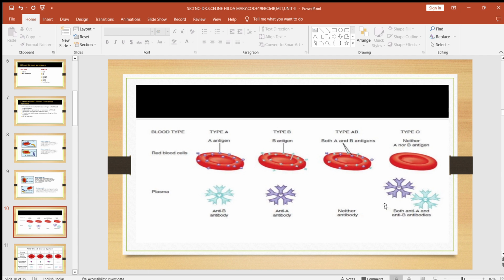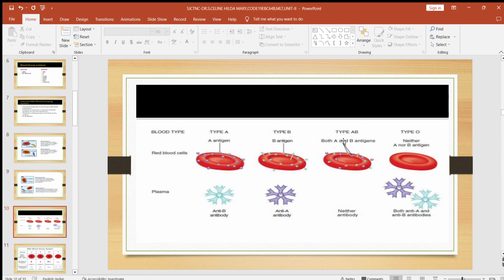So due to the absence of both antigens on the surface, the O blood group person can donate blood to all the blood groups because there is no antigen present on the RBC to react with the corresponding antibodies. Due to this reason, O blood group persons are called the universal donors.